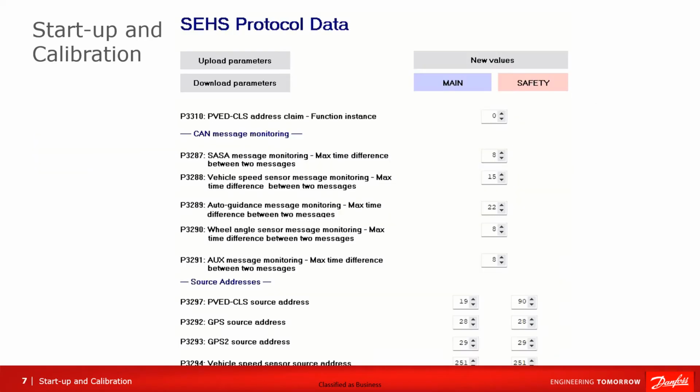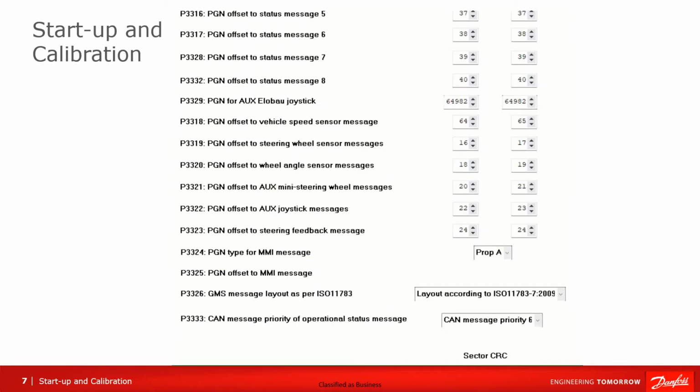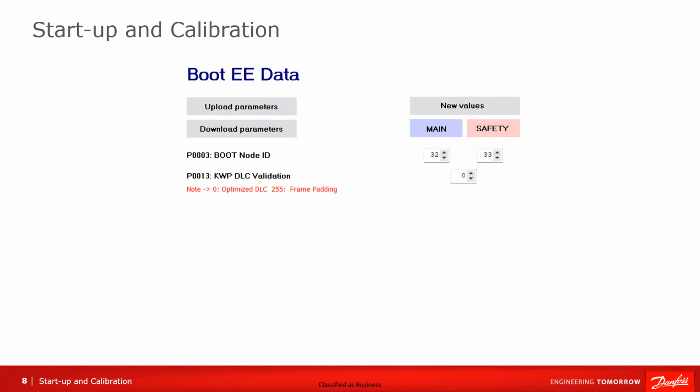The SEHS protocol data page can be used to set the source addresses, transmission rates, PGN offsets, and CAN message monitoring timeouts. The boot EE data page can be used to change the source address for the main and safety controller. More details on these parameters and recommended parameter settings can be found in the PVED CLS Startup Guide.